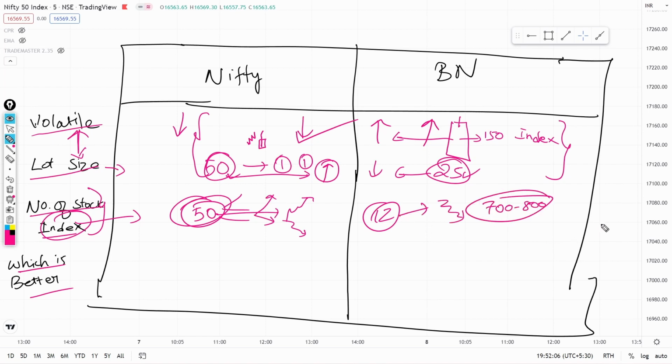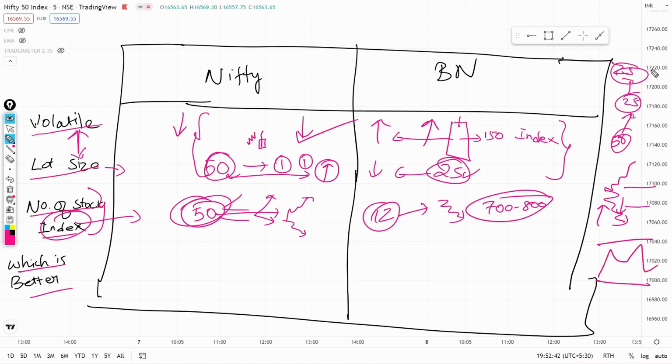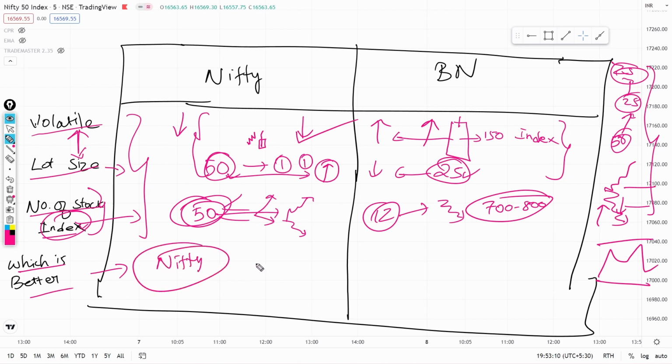So when we have a huge number of stocks, there is less possibility that the index can move very far or even very short. Most of the time when you have a huge number of stocks, the market is likely to move somewhat sideways. So it is a lot safer to trade in Nifty when you compare the number of stocks in the index. So by looking at these three data points, we can come to the consensus that Nifty is far better when compared to Bank Nifty, since it has low volatility, a good lot size and a good number of stocks present in the index.